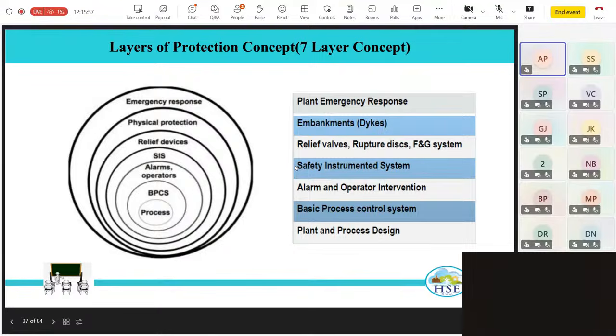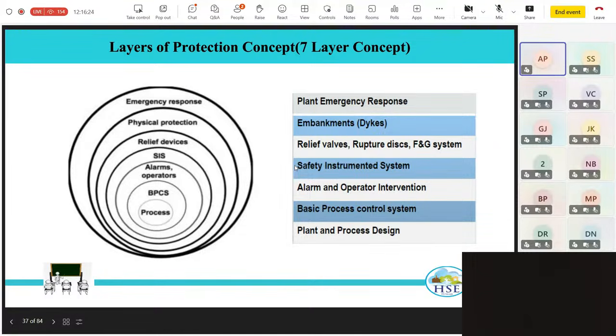Then subsequent to that, there could be other layers. Up to now, whatever layers we have seen, they are somewhere or other actively participating. Now, embankments like dike walls around the tank, what are they doing? They are just not allowing. Suppose there is a spillover from a tank. What does this embankment layer do? Does it prevent anything? Does it mitigate anything? It doesn't mitigate anything.